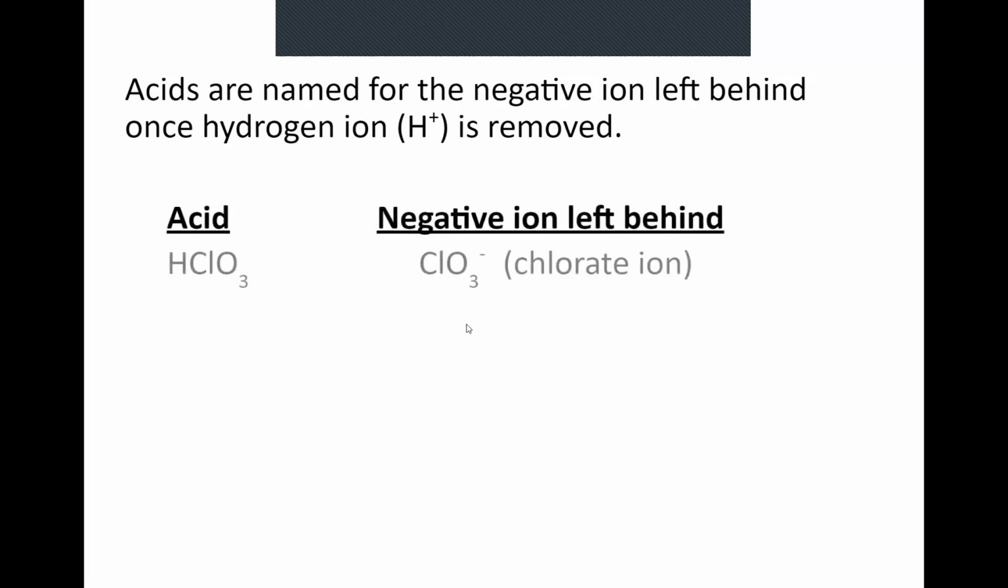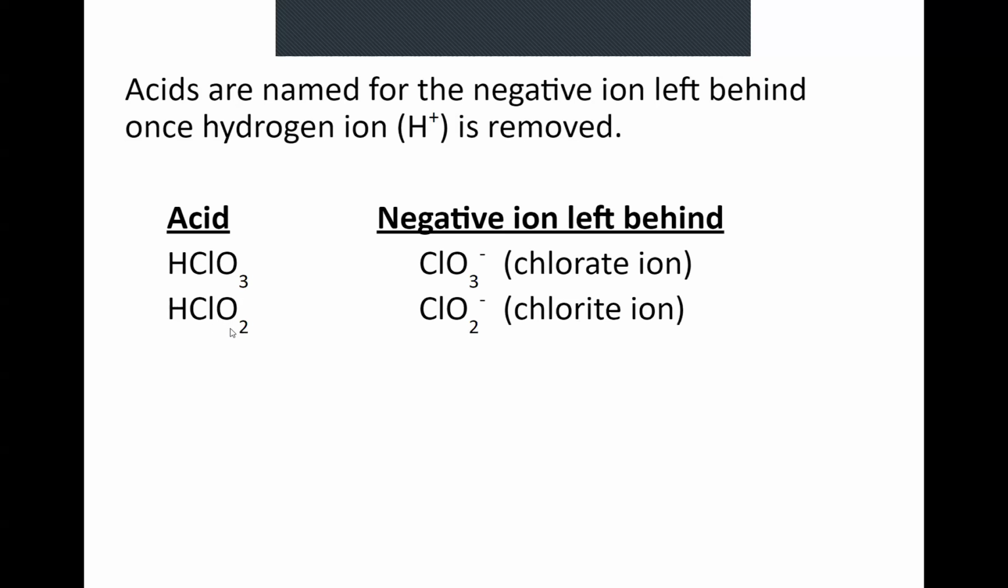Here are some examples. If we have the acid HClO3, and I would know that it's an acid because hydrogen's a nonmetal, chlorine's a nonmetal, and oxygen is a nonmetal. And I would know that by virtue of their positions on the periodic table to the right side of the stair-step line. And I remove an H from that neutral compound, what I'm left with is ClO3 with a 1 minus charge after getting rid of H. Turns out that that's one of our polyatomic ions. If you consult your list of polyatomic ions, you would find this. It's called chlorate.